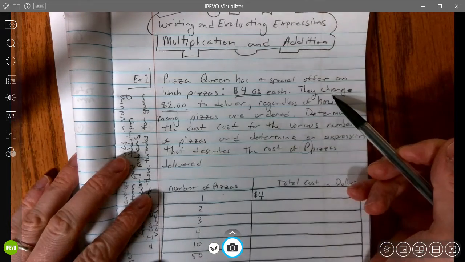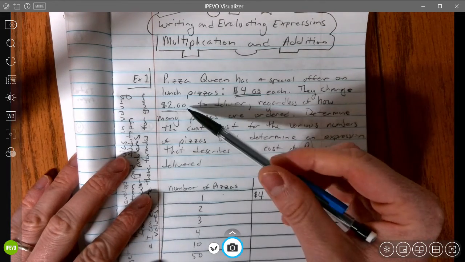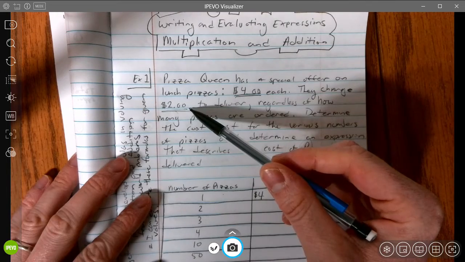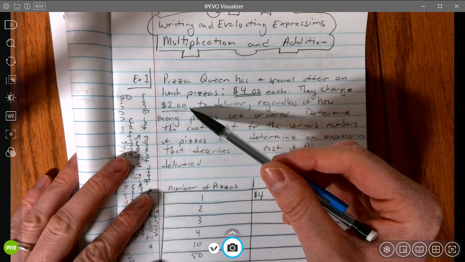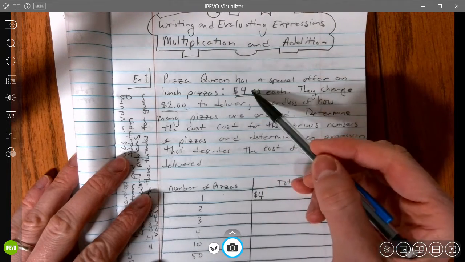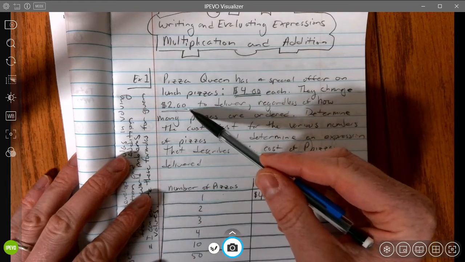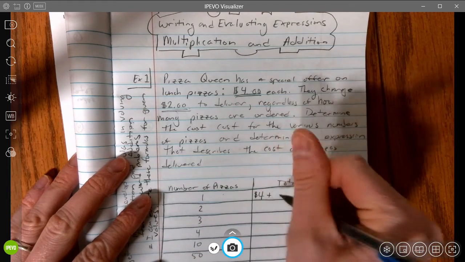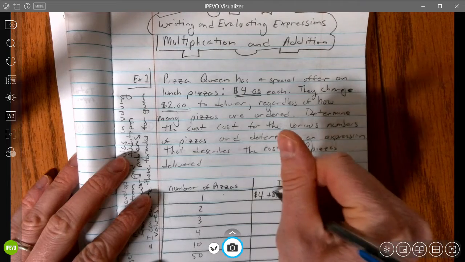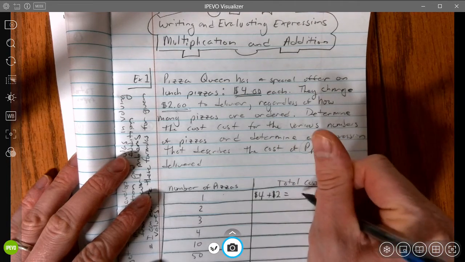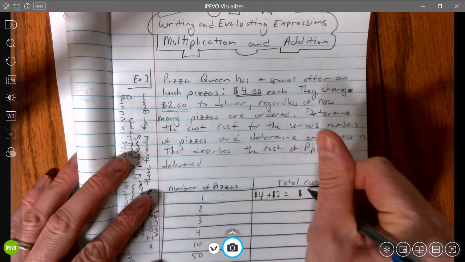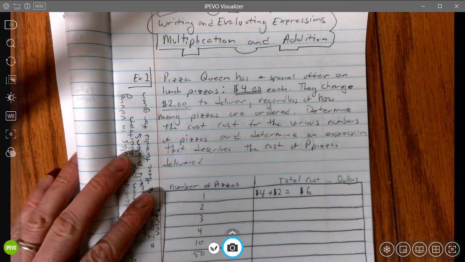However, we have to think about the delivery charge. The delivery charge is $2. So if it's $4 for the pizza and $2 for the delivery charge, I add those things together and my total cost is going to be $6. Sound good?